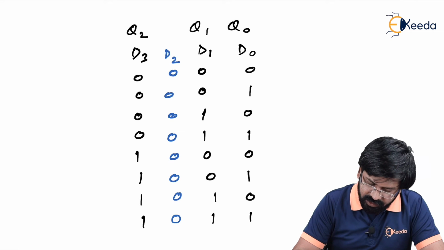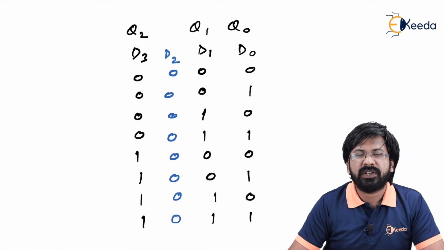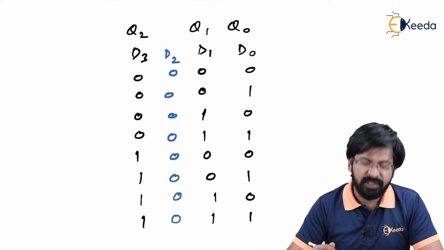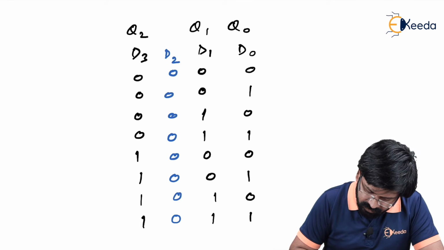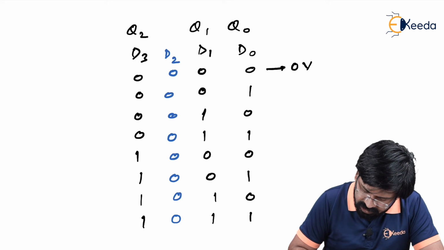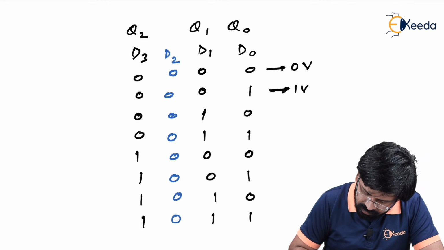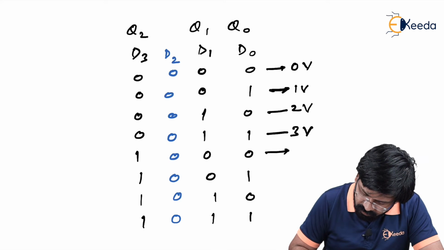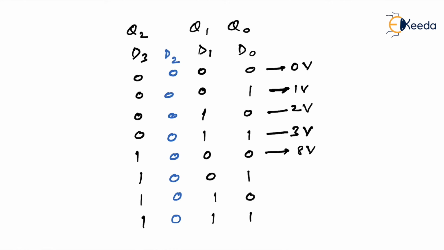Now because of such a bit pattern which is given to DAC, DAC is going to provide output accordingly. Let us assume for all zeros, DAC provides you 0 volt. 0001, let's say it gives you 1 volt. 0010, it is giving you 2 volt. 0011, let's say it gives you 3 volt. 1000 will directly give you 8 volt. Then 1001 gives you 9 volt. 1010 will give you 10 volt. And finally 1011 will give you 11 volt.